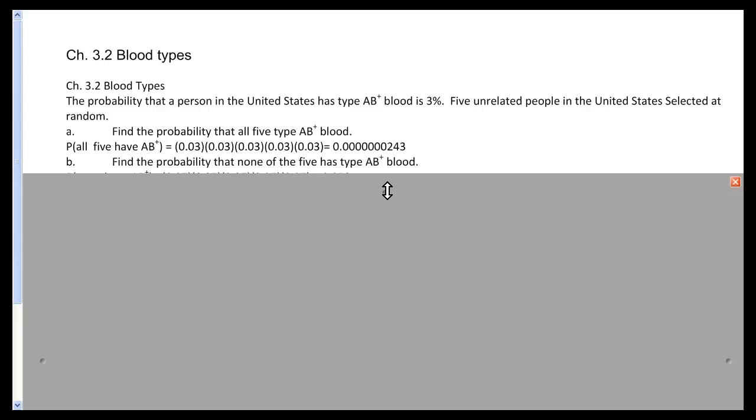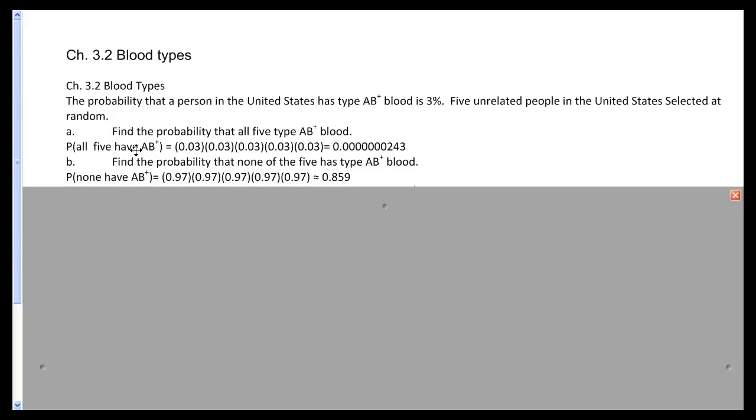Second question, find the probability that none of the 5 has blood type AB positive blood. Well, your probability is always equal to 1 whole, so 1 minus 0.03 is 0.97. So there are 5 people again, and I'm going to multiply those 5 numbers, and I'm going to get 0.859.